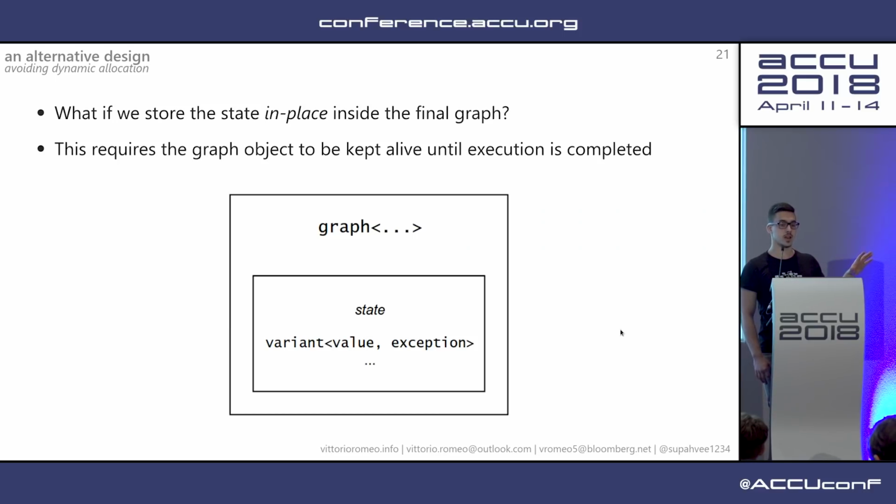Because now the things are on the stack, we cannot use reference counting, but we need the user to guarantee that the object will be alive until all the asynchronous combinations are done. So in this case, imagine we have this graph type, which is just a composition of all the nodes. And inside it, we might just store the state, which contains either a value or an exception at the end.